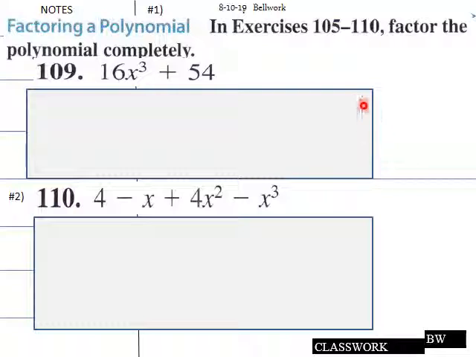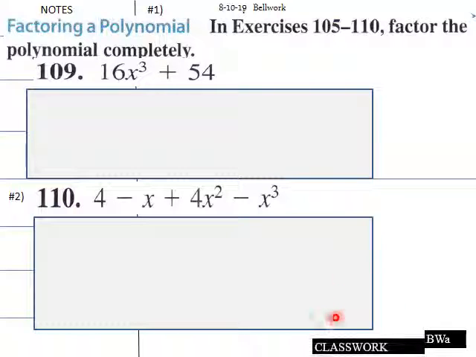And today's bell work: factor this polynomial completely. Factor this one completely here, students. Teachers, give your students about 4 minutes to do this. Check back in 4 minutes. Pause your video.